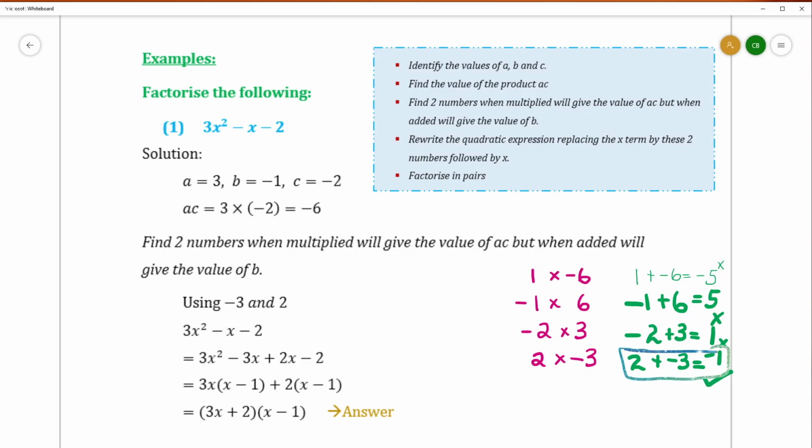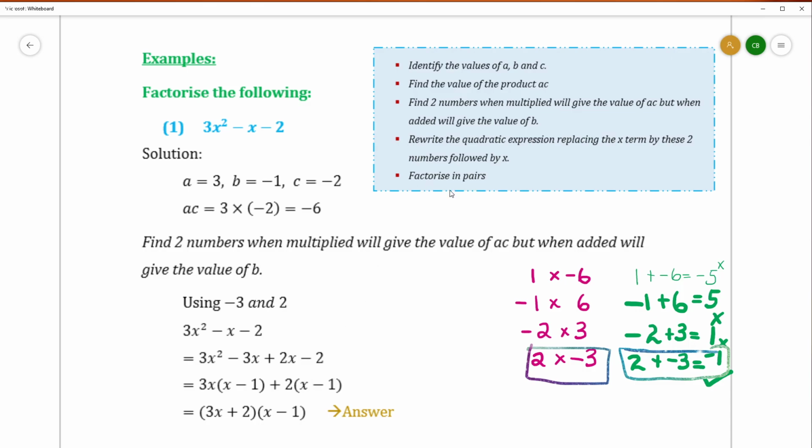Alright, so from here, after we found these two numbers, we are going to rewrite the quadratic as stated in our next step. Rewrite the quadratic expression, replacing the x term by these two numbers followed by x. So from our original quadratic, since I'm using minus 3 and 2 in any order, it could have been 2 here and then minus 3. We are replacing this middle x term using these two numbers with an x after it. So we'll have 3x squared, and instead of minus x we are going to write minus 3x plus 2x, and then our minus 2 from here.